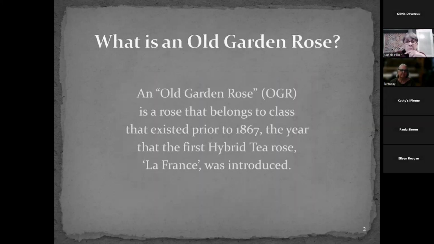So here, rose people already know this. Old Garden Rose belongs to a class that existed prior to 1867, the year that La France was introduced. The American Rose Society decided in 1966 to put the dividing line between old garden roses and modern roses.